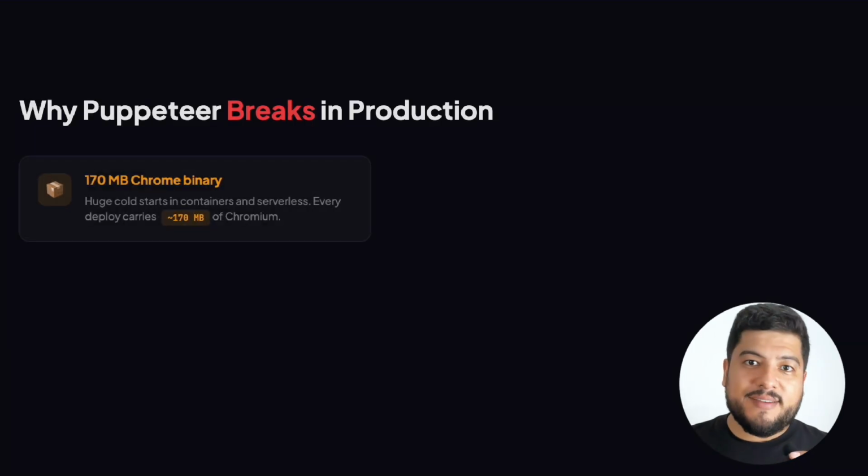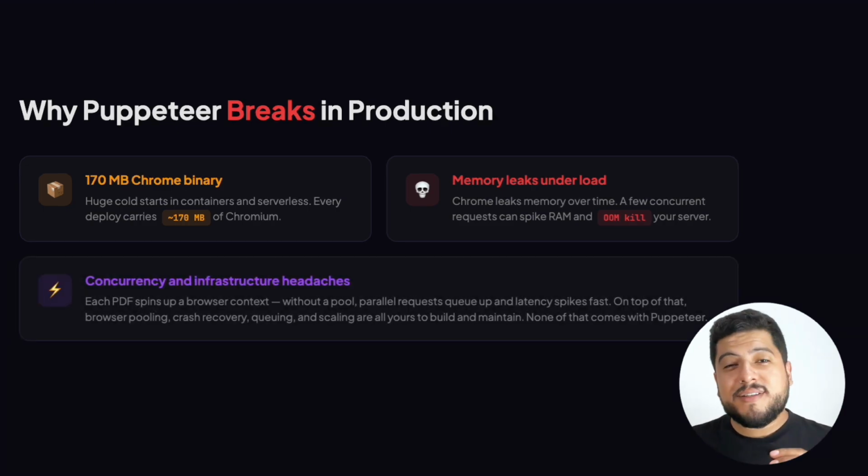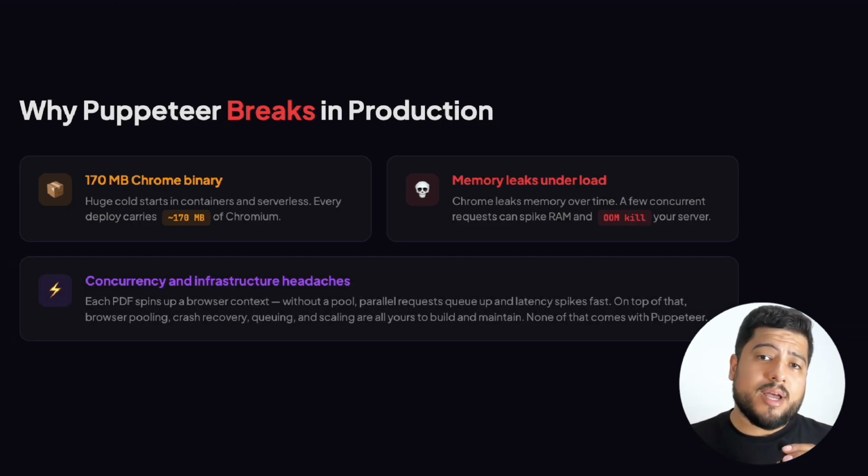This all works great on your machine, but in production, 3 problems come fast. Chrome is over 170 megabytes, so you'll see huge cold starts in containers or serverless endpoints, leading to high latency, and your PDFs are going to take ages to generate. Chrome also tends to leak memory over time, so a few concurrent requests can kill your server entirely. Concurrency can get hard to manage since you need browser pooling, crash recovery, and queuing.